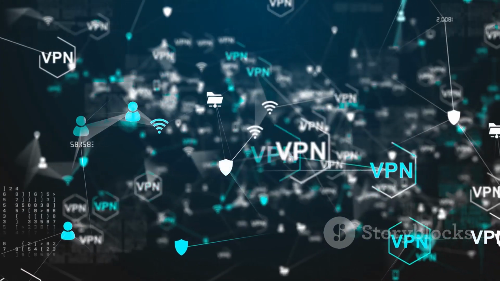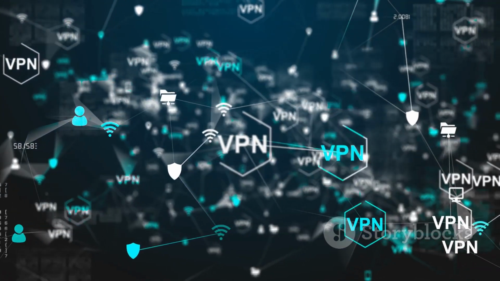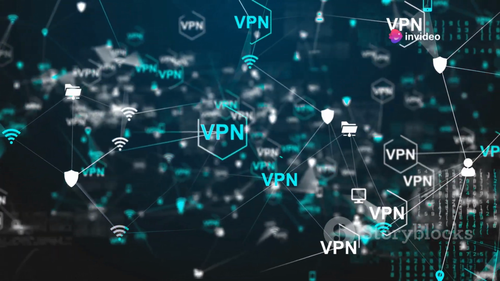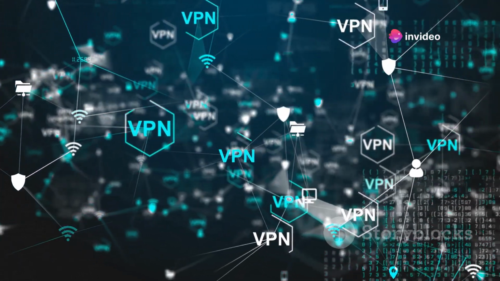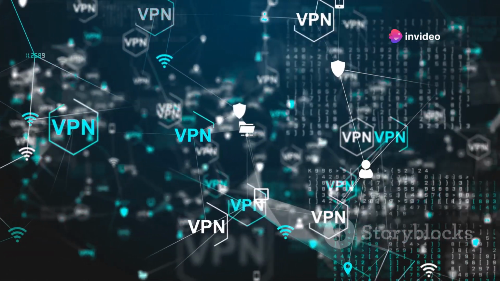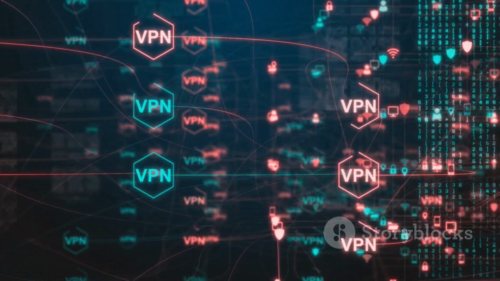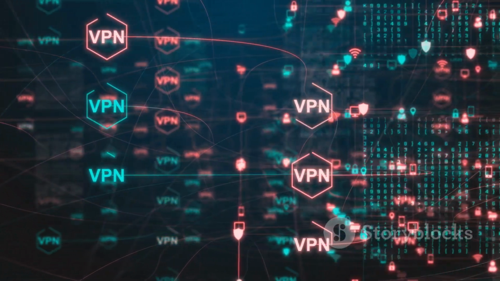So how can you protect yourself? Using VPNs or virtual private networks is a solid start. They encrypt your internet connection and hide your IP address, making your online actions much harder to track. Secure browsers that emphasize privacy can prevent trackers from collecting your data.